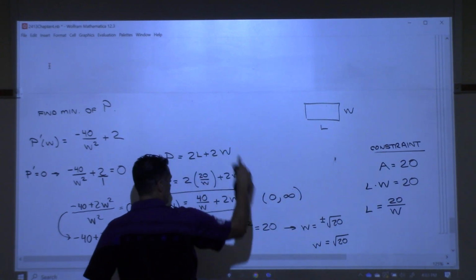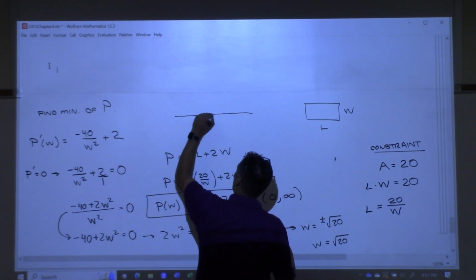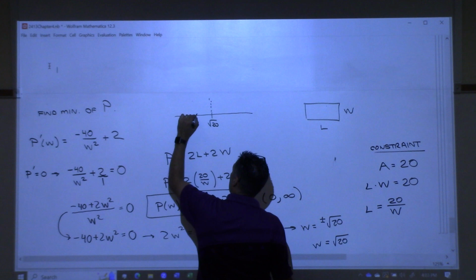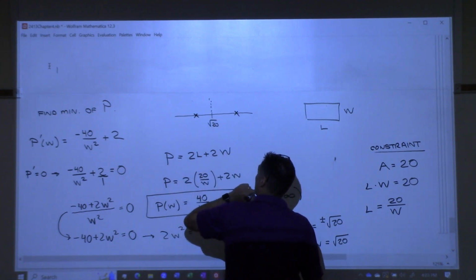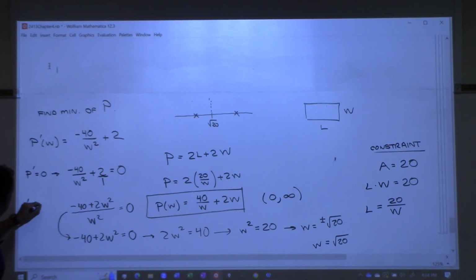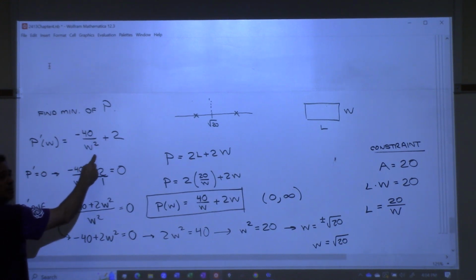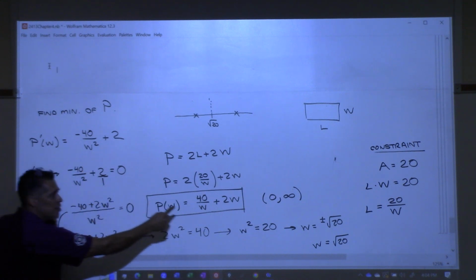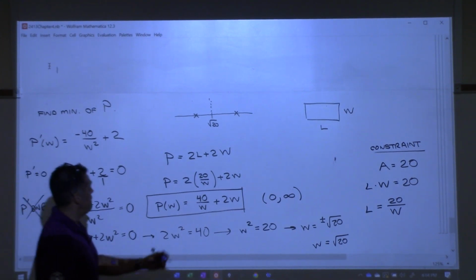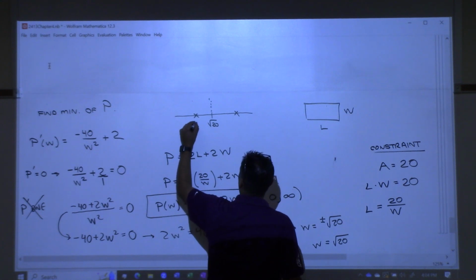So to show it's a minimum, I do a number line, root 20, and then I can pick any numbers on either side. Oh yeah, I should have mentioned, where does the derivative not exist? Here's the derivative. What would cause a problem here? 0. But is 0 in the domain of our function? No, so I don't need to worry about it. Okay, 4 and 5. Could you have done 1 and 100? Yes, whatever you want. 4 and 5 will work for me.